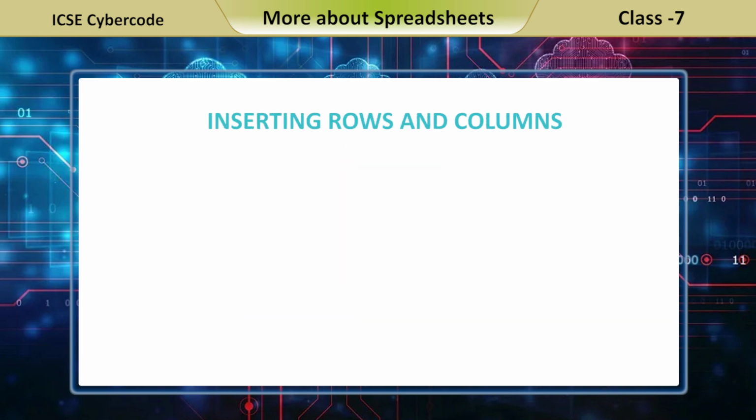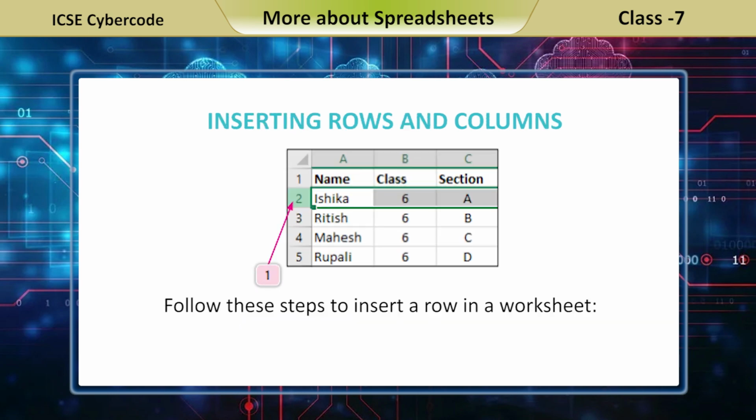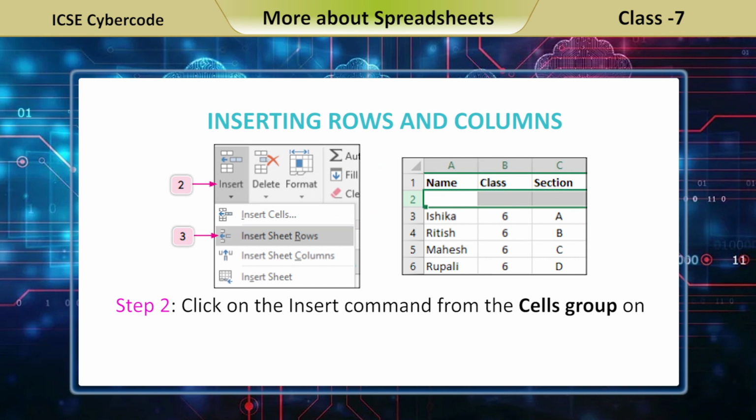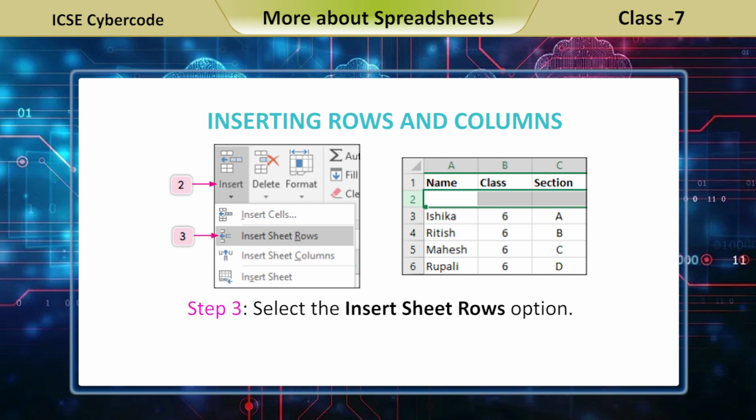Inserting rows and columns. Follow these steps to insert a row in a worksheet. Step 1. Select the row header where you want to insert a row. Step 2. Click on the Insert command from the Cells group on Home tab. A drop-down menu will appear. Step 3. Select the Insert Sheet Rows option.